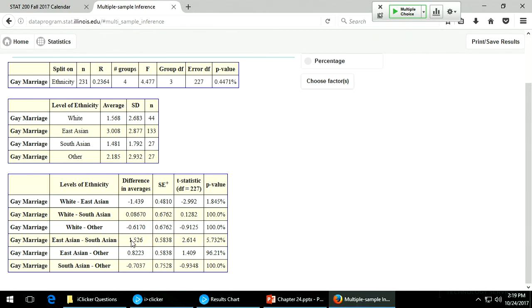That has the biggest difference in average, because South Asians are most in favor of gay marriage, and East Asians are least in favor of gay marriage, most opposed. So they've got the biggest difference, but they're not as significant. That's because the sample sizes are smaller. So we have to factor that in. So that's what we're going to learn today.